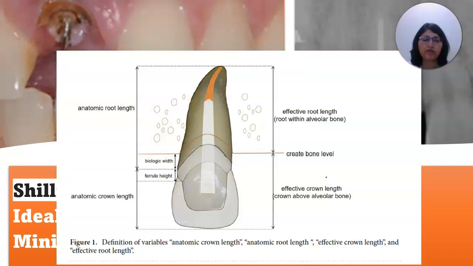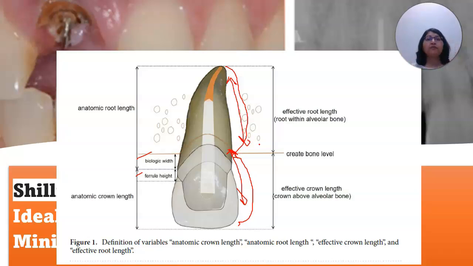Let me point here. So after you've done the crown lengthening, if you've shifted the bone margin, and or if not even if you've shifted the bone margin, but you've increased your effective crown length, then the factors you have to consider are biologic width, ferrule height, and the effective crown root ratio. How much of the crown and how much of the root is there with you, and that should be at least 1:1 for you to consider this procedure.